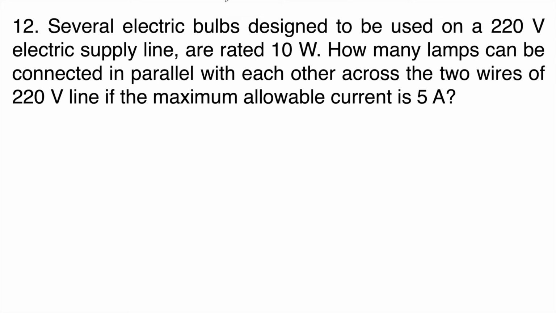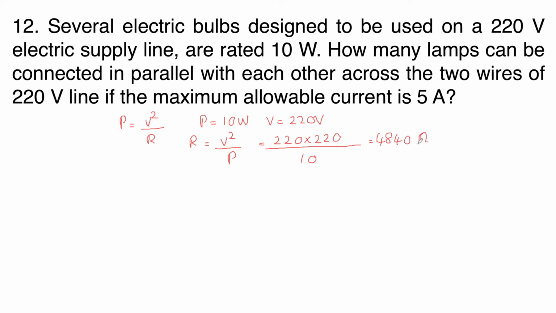So first we should use the formula connecting power, voltage and resistance, that is P is equal to V square by R. From this formula we can find the resistance of one bulb. Power is 10 watt here, voltage is 220 volt. So R is V square by P, that is 220 into 220 by 10. It will be 4840 ohm. This is the resistance of one bulb.